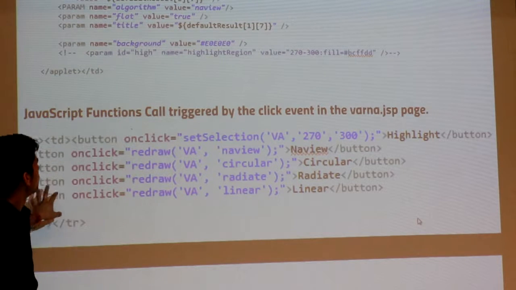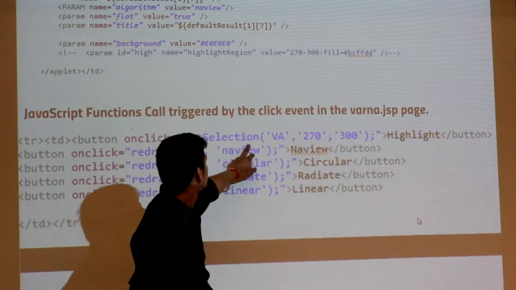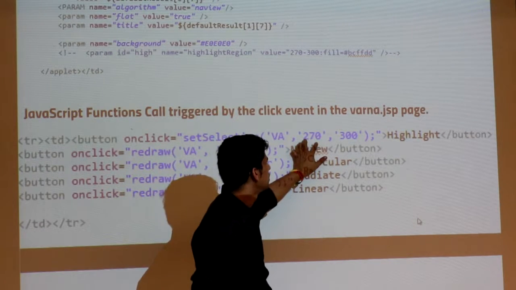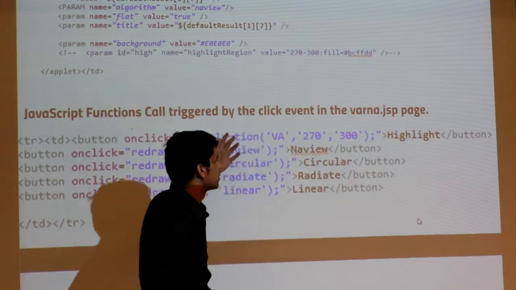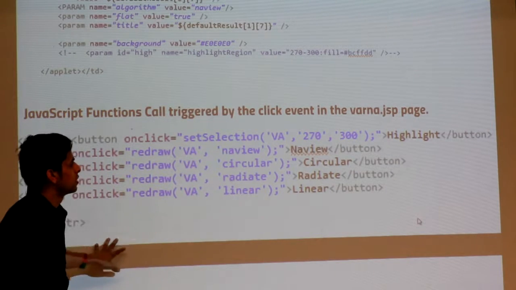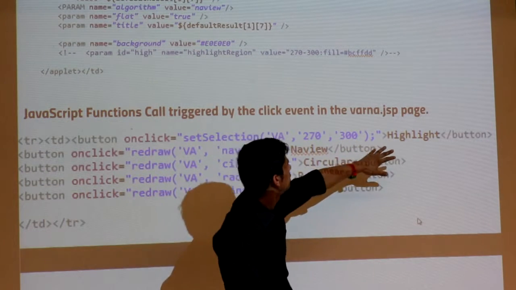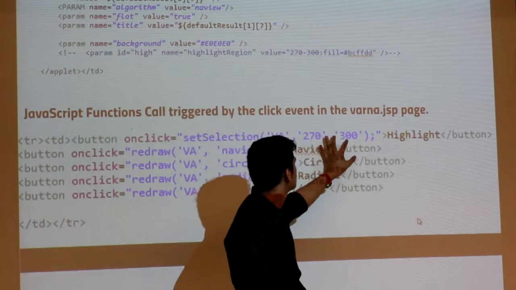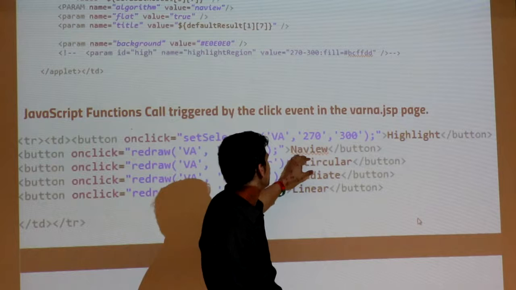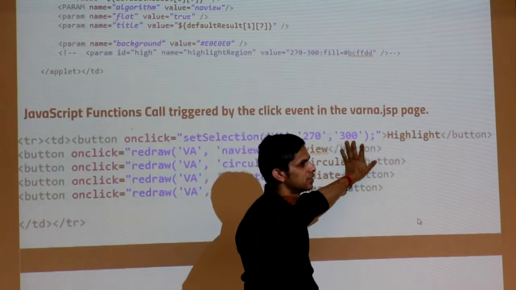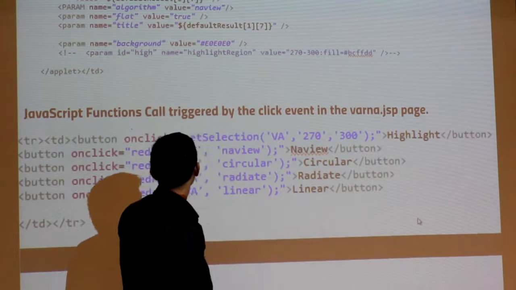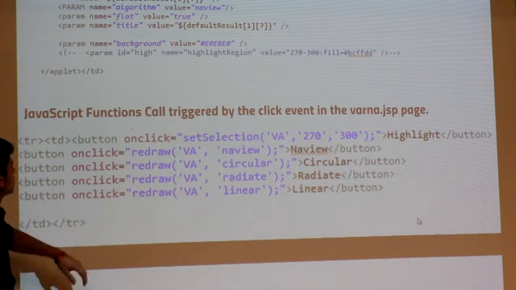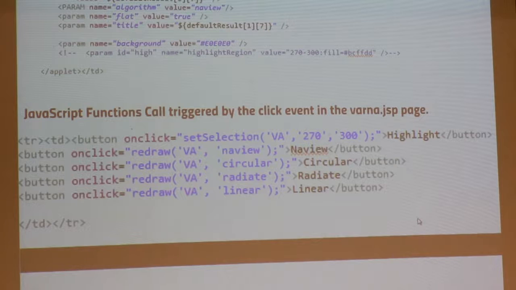One of the functions here is set selection. We call the function and first give the applet ID, the starting point, ending point, and selection. It will just highlight. This is actually four buttons in our application. If you click on highlight, it is always going to highlight these things. If you want to make it dynamic, you have to pass a variable here instead of the hard-coded value. And these others change the views, different views.